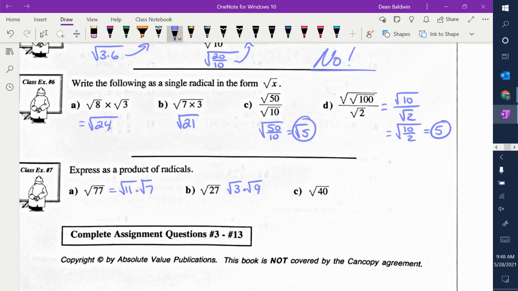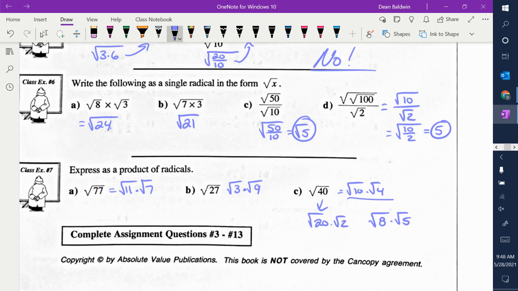What multiplies to 40? 10 and 4. So this could be root 10 times root 4. What else could you do? You could do 20 and 2. Anything else? 8 and 5. 8 and 5 would work. Any of those are right, okay?